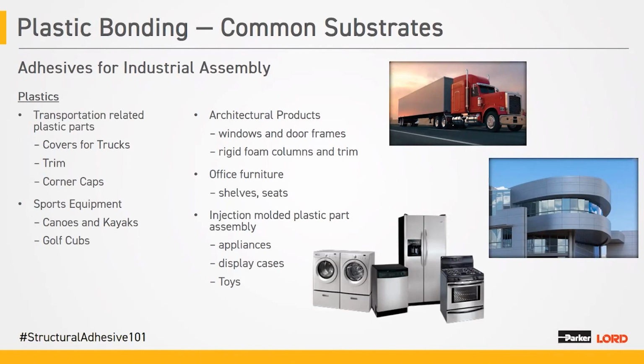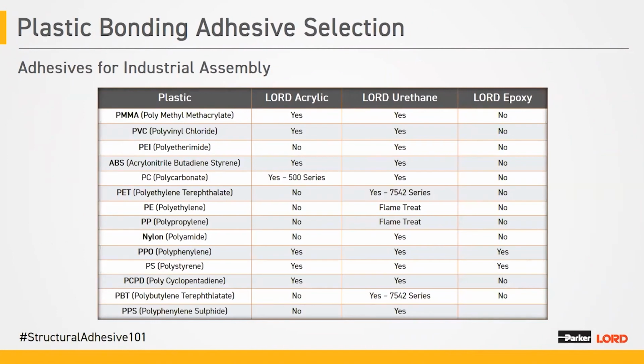On this slide, just to cover those common substrates and common applications, you can see the plastics might be used in transportation, such as the covers or air dams for trucks. Certainly some of the materials that are thermoset plastics are used on hoods for heavy duty trucks, corner caps, trim, etc. Sporting equipment such as canoes and kayaks and golf clubs. Architectural products such as windows and door frames or rigid foam columns going around architectural trim. Office furniture, shelves and seats, and certainly injection molded plastic parts such as in the appliance industry or display cases or even toys.